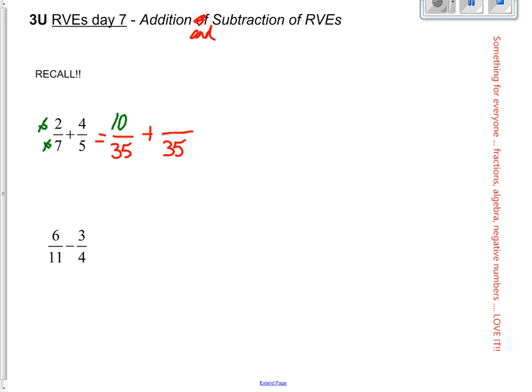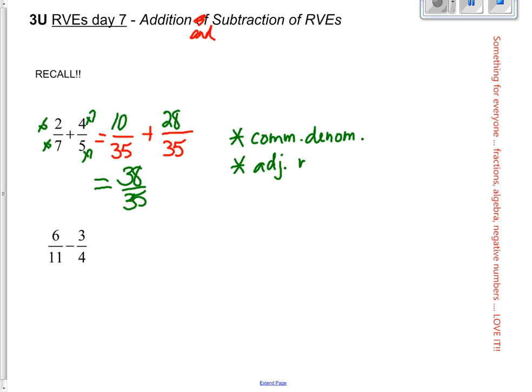So 10/35 is the same as 2/7. For the second fraction, I have multiplied top and bottom by 7. So I have 28/35, which is an equivalent fraction to 4/5. But now they're all, I was going to say cut up because I'm used to talking about pizza slices. So now our fractions have equivalent sizes. We can add them. I have 38/35. So the key here is first finding a common denominator, and then we adjusted the numerators to match our new denominator.